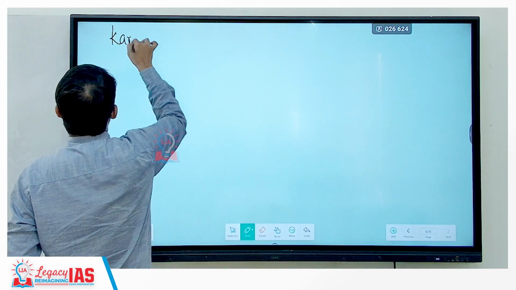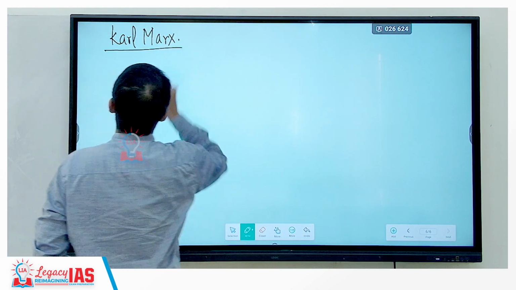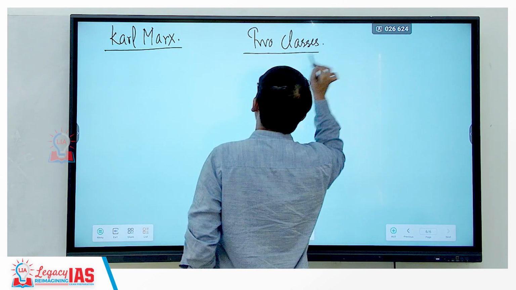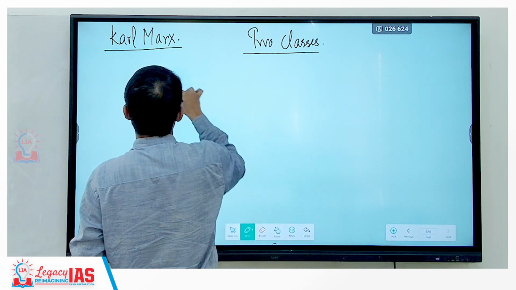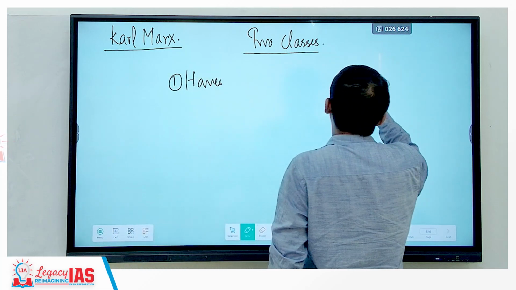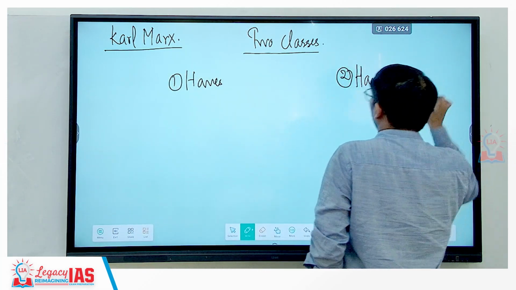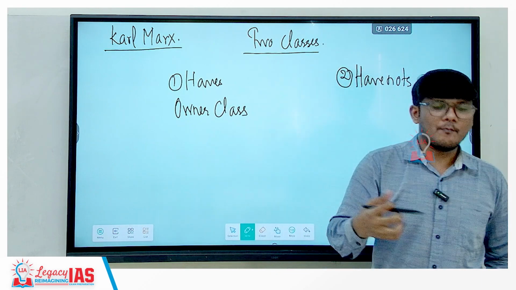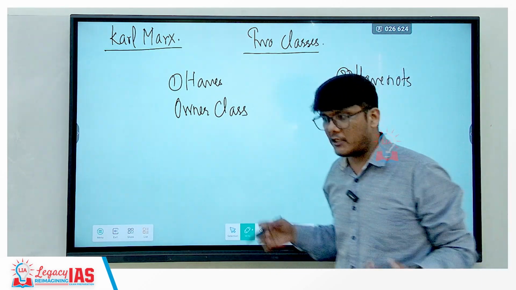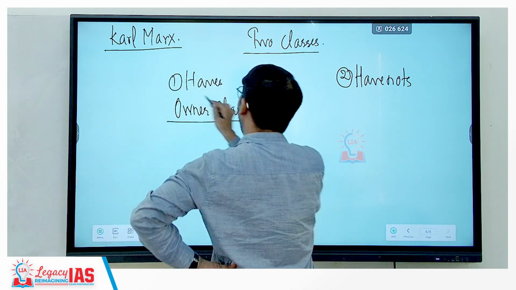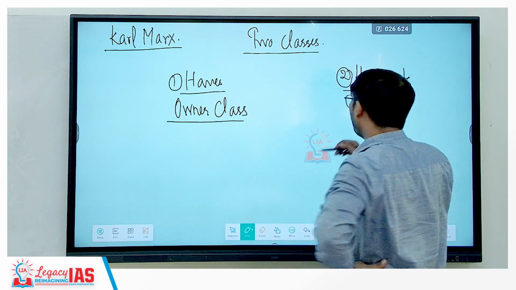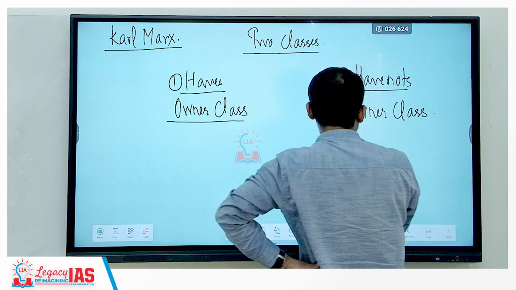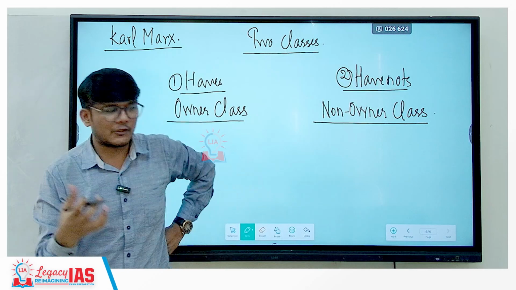Okay, so let me explain what we are talking about. Karl Marx has divided the entire society into two classes. What are these two classes? Number one is the haves, number two is the have-nots. So haves are nothing but the owner class, who own the modes of production, who own the land, who own the machinery, who own the capital. So this is the owner class, the haves. The have-nots are the labor class, that is the non-owner class. The non-owner class does not own the land, capital or equipment or modes of production, generally speaking.